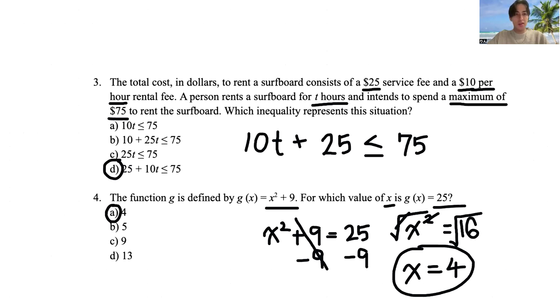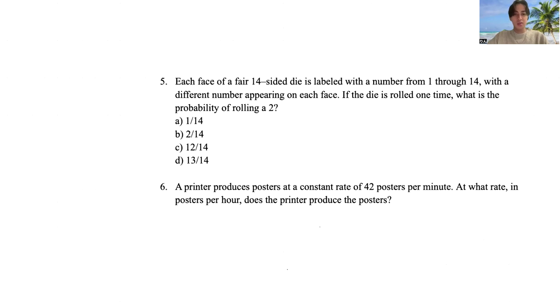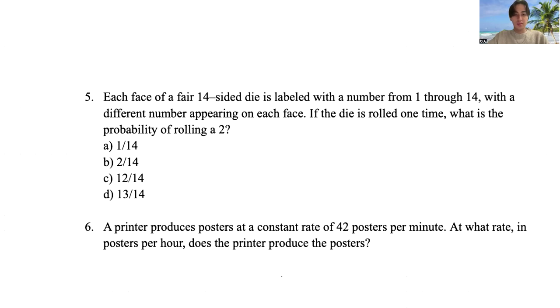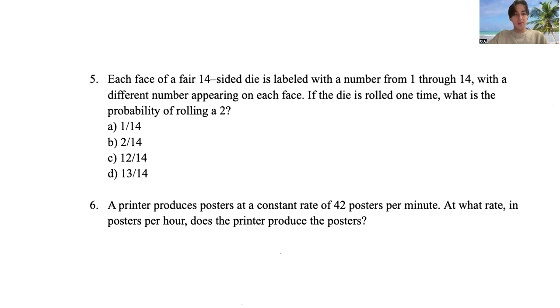Okay, so now let's go on to the next set of questions. Number 5. Each face of a fair 14-sided die is labeled with a number from 1 to 14, with a different number appearing on each face. If the die is rolled one time, what is the probability of rolling a 2?